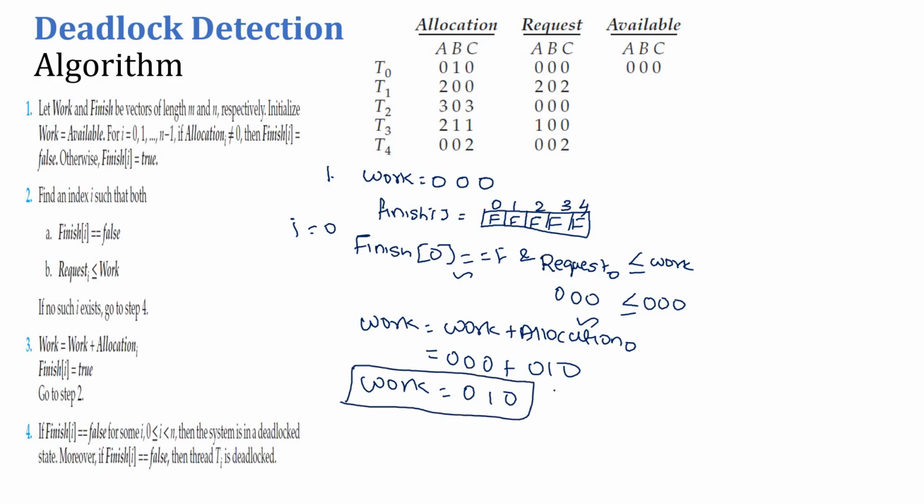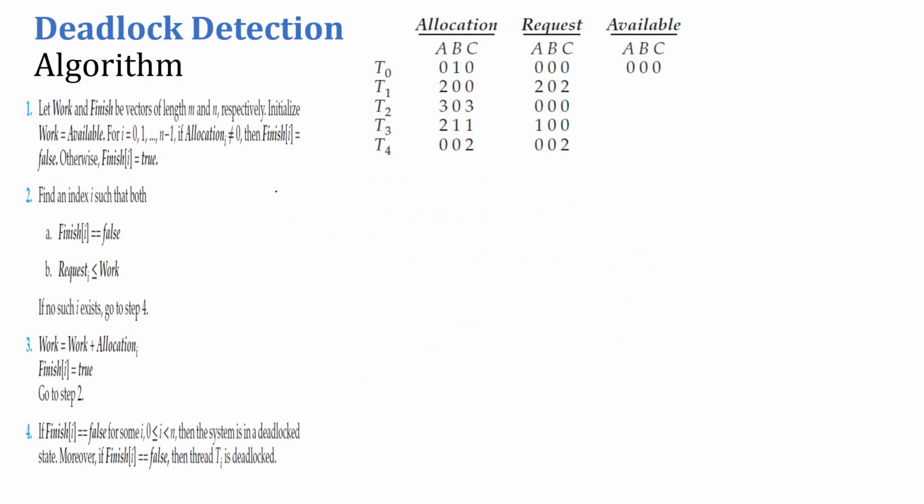Then immediately we are just changing the finish state. Finish of 0 will become true and the remaining are false: 1, 2, 3 and 4. Then the loop is going to execute for the next I equal to 1. For I equal to 1, again the same steps are going to be repeated.